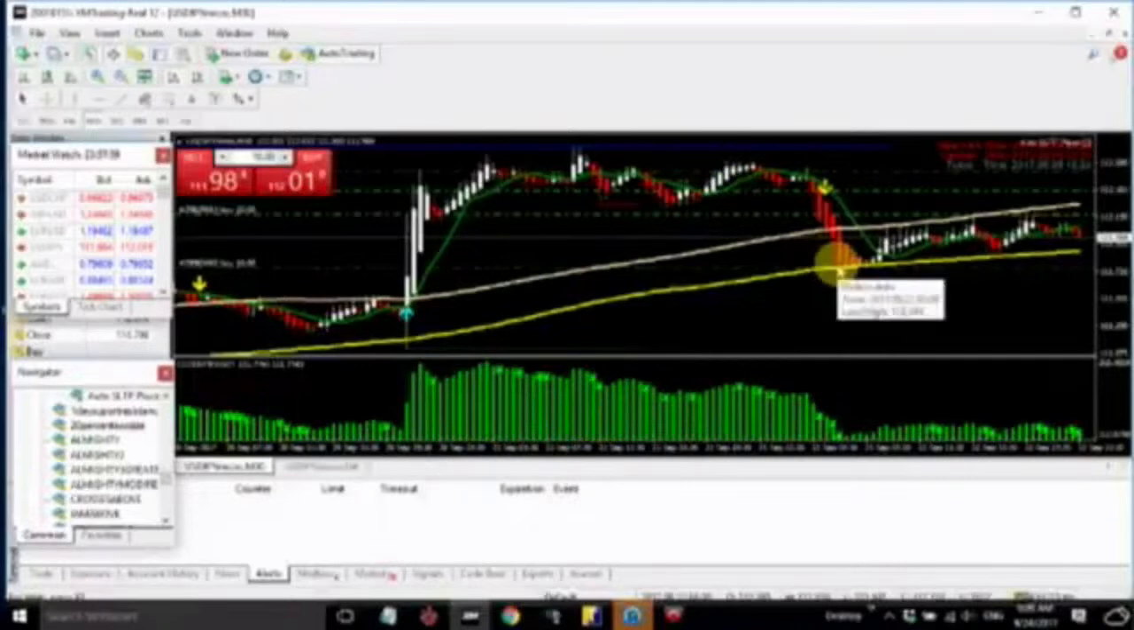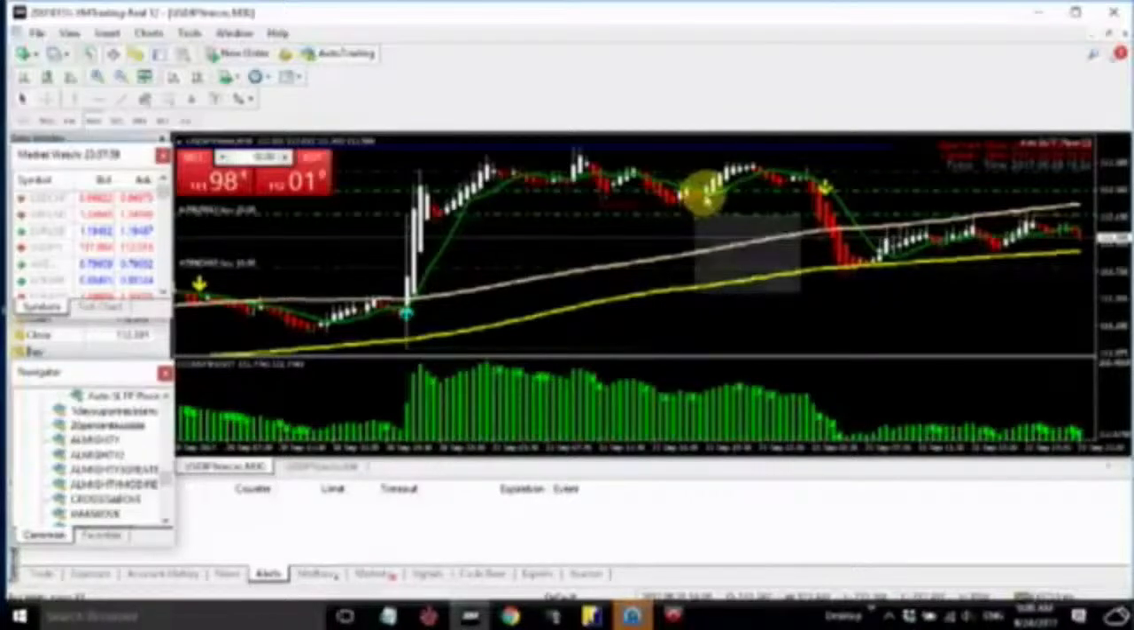Bear in mind, the price must surely come back to this moving average period 200 for you to be able to avoid this kind of false move. This is a false movement of the price.